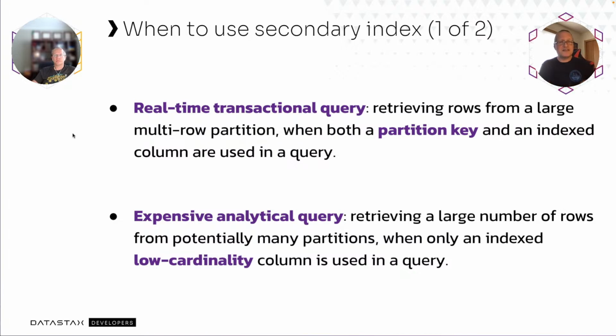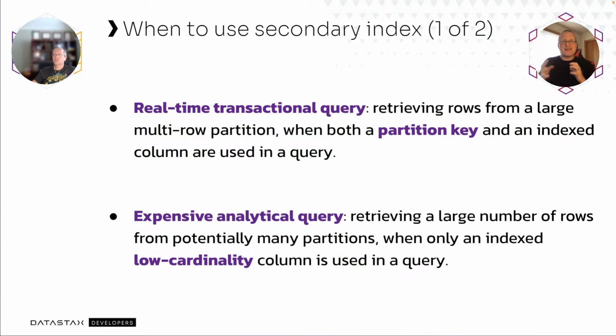Now, as far as when to use a secondary index, it really is use case dependent. If you're looking at a real-time transactional query, you're bringing in rows from a large multi-row partition. So you already have your primary key defined, and you're really just adding that index as a way to quickly find something inside a partition. That's actually a really good use case.